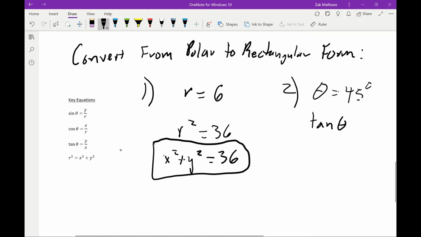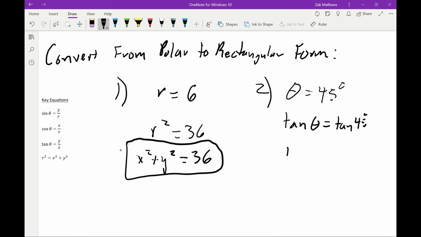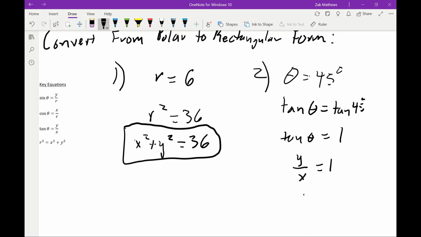If I put it in front of the left-hand side, I also have to put it in front of the right-hand side. I have to do the same thing to both sides of the equation. And so we're going to have tangent theta is equal to tangent of 45. We know exactly what that is. That is just 1. And tangent of theta, if we were to write in rectangular form, is simply y over x. And solving for y, because that's what we do when an equation is in rectangular form, y is equal to x.